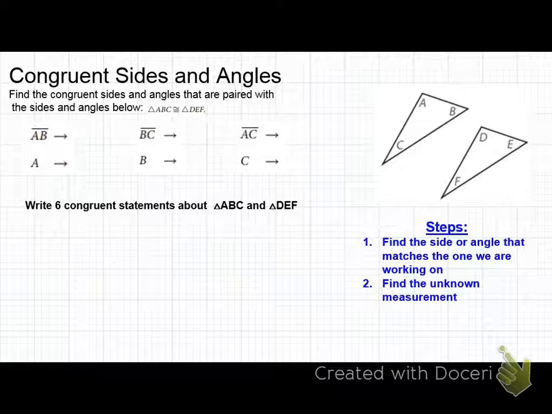So let's make some assumptions first. Angle A, or point A, is going to correspond to point D. Angle B is going to correspond to point E. And then C is going to correspond to F. Okay? What are some other assumptions? I know that line segment AB, would you agree that line segment AB should correspond to line segment DE? Would you all agree with that? Cool, so I'm going to say that as well.